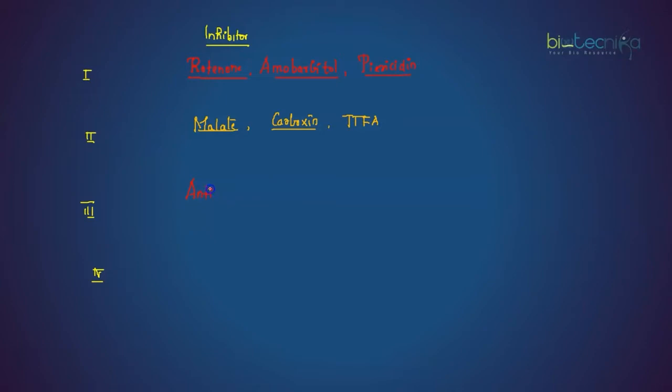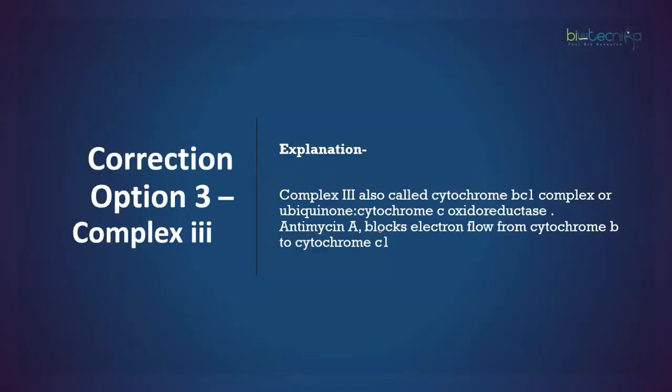So antimycin A, and then there is going to be dimercaprol. And the fourth, all of you know, is definitely going to be cyanide, hydrogen sulfide and carbon monoxide. So if you know this chart, you would definitely have answered this question. So the correct answer is definitely option number 3, complex number 3, antimycin A blocks electron flow from cytochrome b to cytochrome c1.